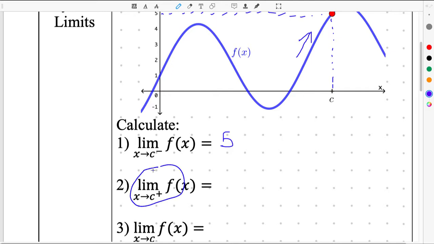How do I read this? I don't say limit as x approaches c of f of x. It's a little bit more complex than that. You have to use the word right or left. Can someone read it?